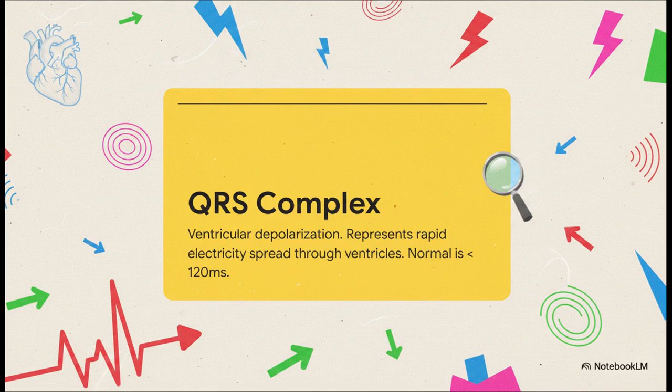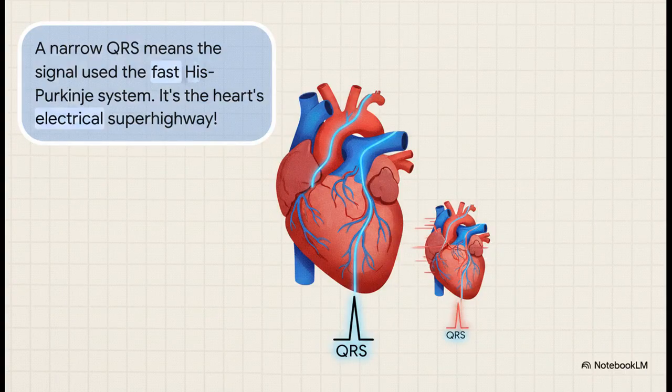So why? Why so fast? It's because a narrow QRS tells you that the electrical signal took the correct path. It went down that superhighway we were talking about. A wide QRS, that's a huge red flag. It means the electricity took some slow, abnormal detour through the muscle itself. So remember, narrow is good. It means the system is working just like it should.